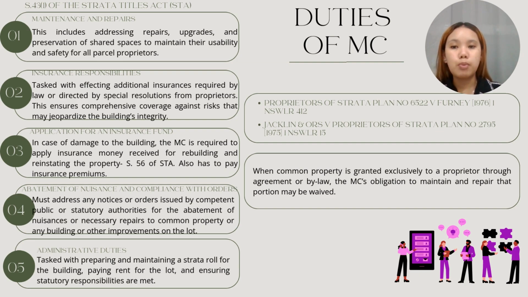Second is insurance responsibility, where the MC must insure the subdivided building to its full replacement value against fire and other risks prescribed under the STA. Besides that, they are also tasked with effecting additional insurance required by law or directed by special resolutions from proprietors, to ensure comprehensive coverage against risks that may jeopardize the building's integrity.